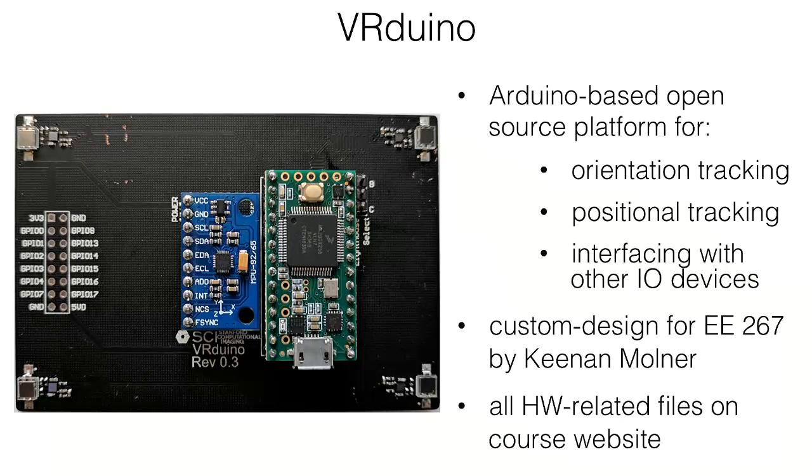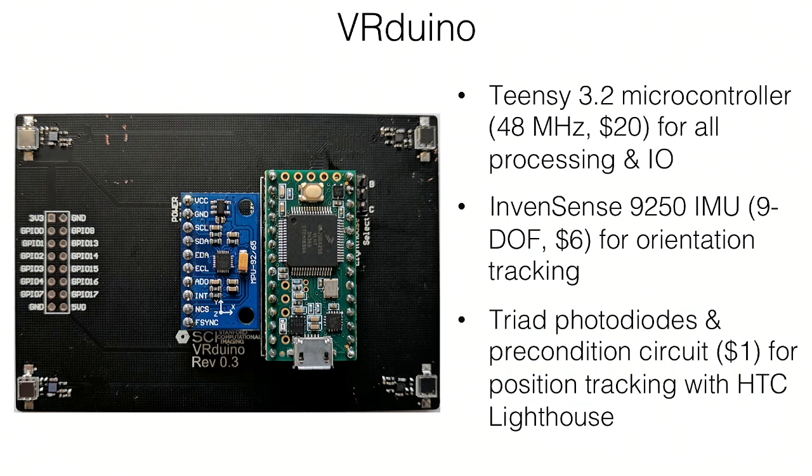The other important component that we're using is the Arduino. It's really just a little hardware plug-in for the Arduino. It's all open source. We use it for orientation and position tracking and to interface with other I/O devices, like the vibration motors, flex sensors, or other things. It's custom designed for our course by Keenan Molnar. The design files are all on the website already. If you want to reproduce it, modify it, go ahead and do it. It uses a Teensy 3.2 microcontroller, so it's a little bit more powerful than the regular Arduino Unos because it runs at 48 megahertz, but it's only about $20, right? So it's actually very reasonable.